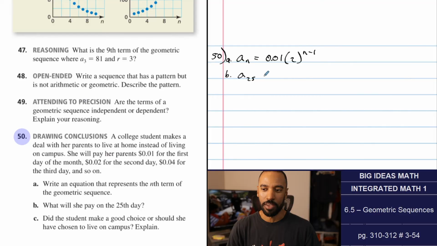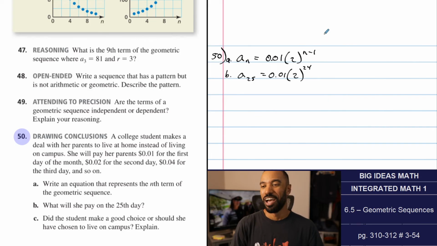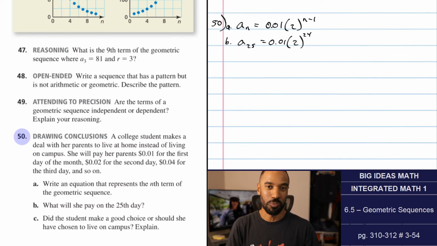I don't know the 25th off the top of my head. I know that the 30th day, I don't want to spoil things, is like $5 million. So I don't think it's a wise investment for her. I don't think she realized how fast this thing grows.